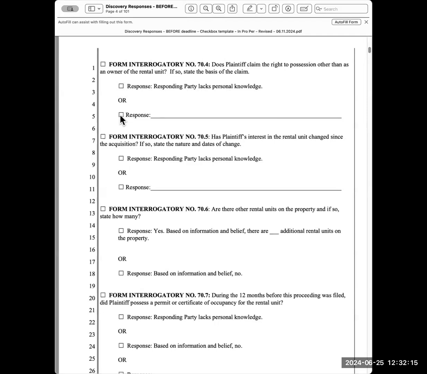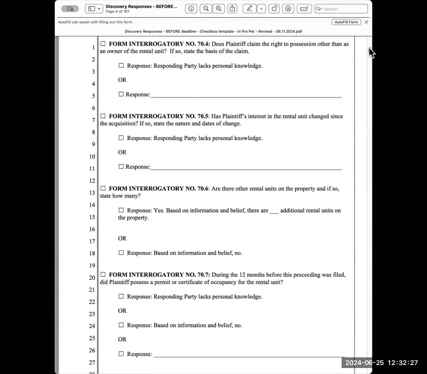If for some reason you have a different response, you would check here. Typically, this box wouldn't be checked for tenants to respond, but sometimes opposing counsels check as many boxes as they can.